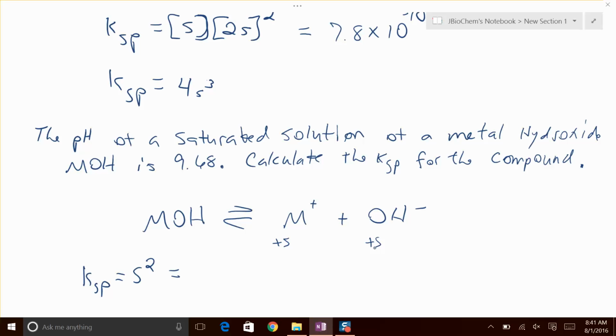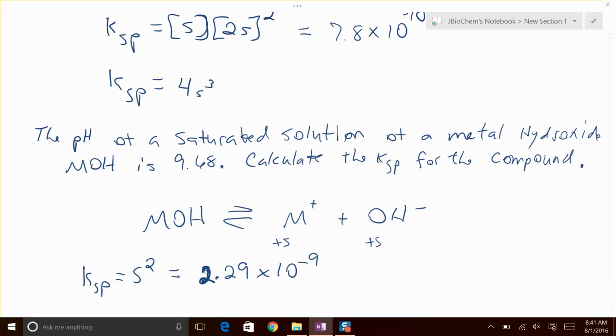Okay, what are you guys getting for the Ksp here? 3 point what? 2.29. I mean, 2 point what? 29 times 10 to the negative 9. Okay, that's more of what the answer is. So something just a little off. You're close though.